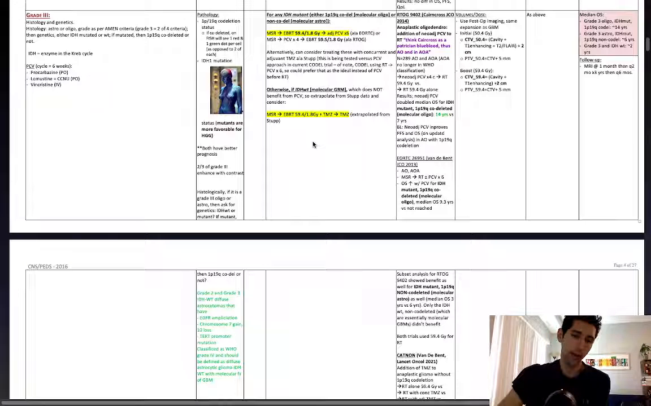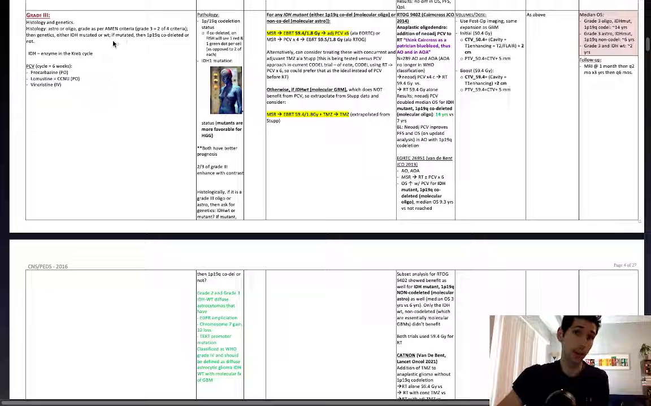All right, so next we're looking at additional high-grade gliomas, but grade 3. This is histology and genetics. Histology, these are either astrocytomas or oligodendrogliomas. Classically, they were graded as per the Ammon criteria. Grade 3 equals 2 of the 4 criteria. Then genetics, either IDH mutant or IDH wild type.